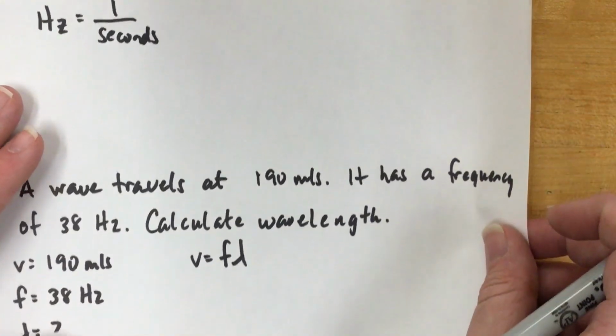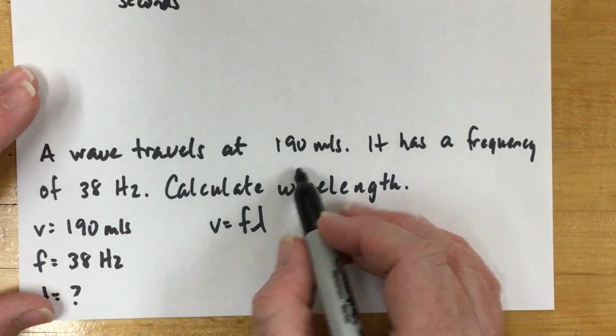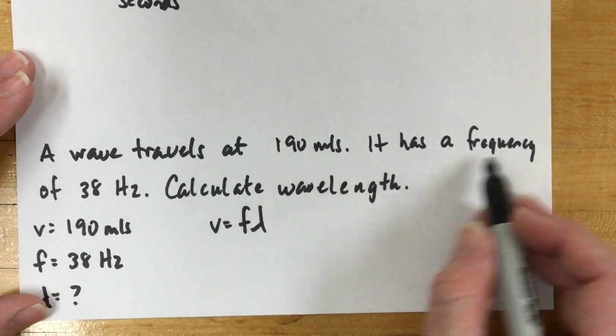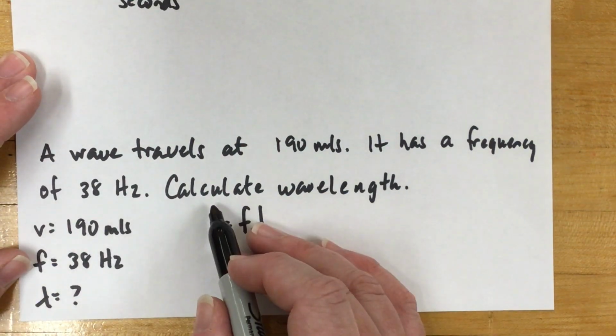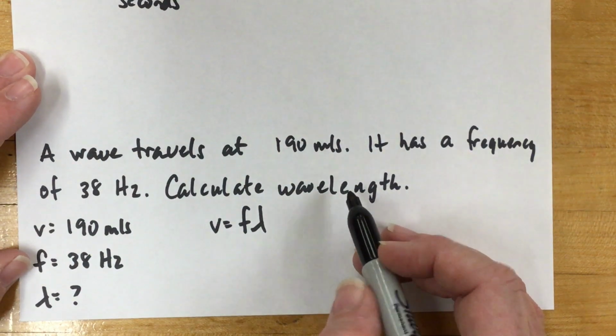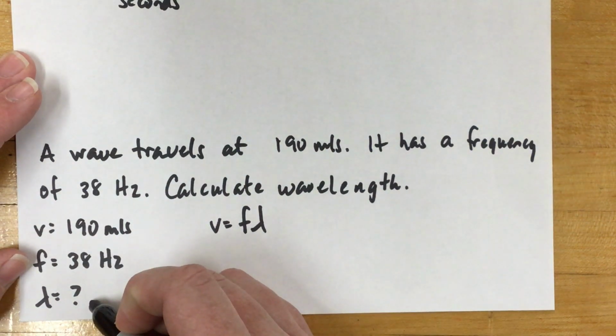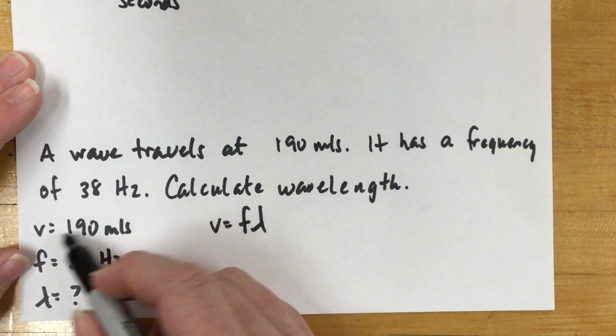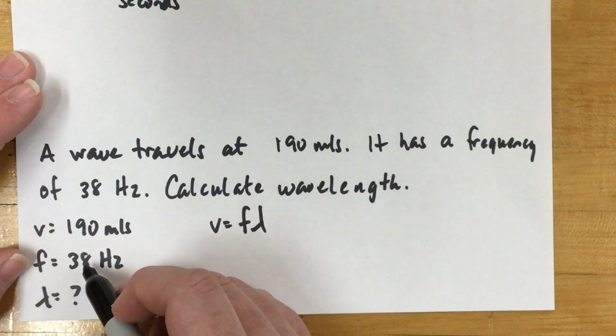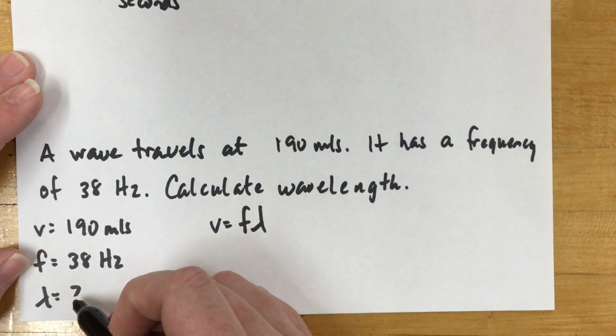So an example would be a wave travels at 190 meters per second. It has a frequency of 38 hertz. We need to calculate the wavelength. So 5 steps, we would put down our variables. 190 meters per second for velocity, frequency, we have 38 hertz, and we're looking for lambda here.